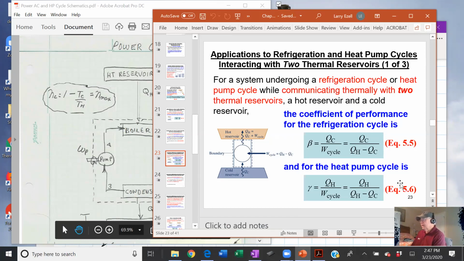Okay, and the gamma for a heat pump, look, instead of QC, it's the same type of equation, but now it's QH. Because that's what we want. We want heat to heat our house or heat whatever you're trying to heat. So that ends up on the numerator in the work of the cycle. And that's the way it goes.